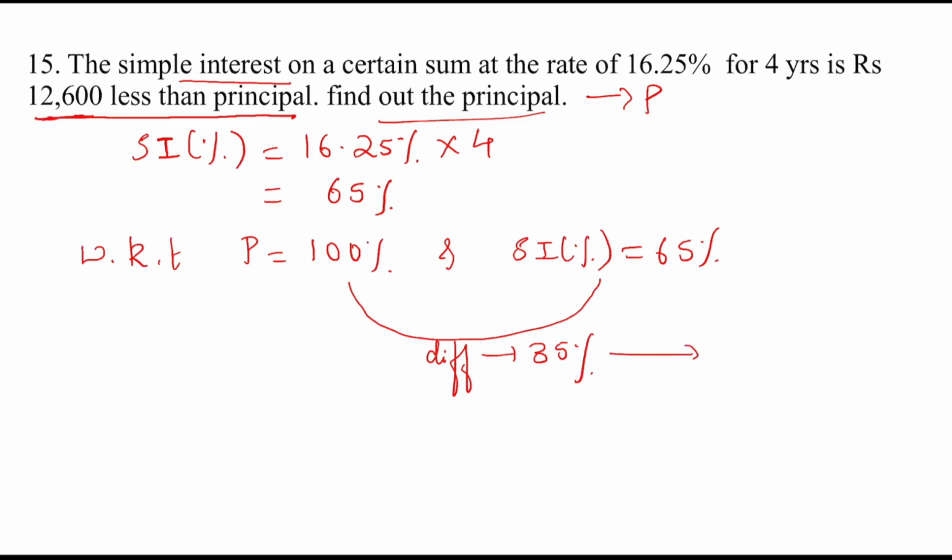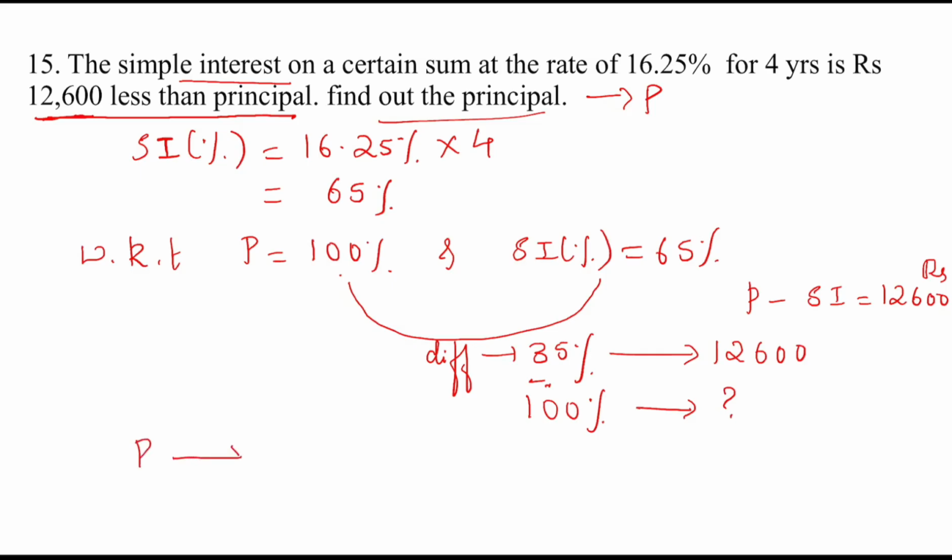And the difference in amount is how much? It is 12,600. The difference between the principal and simple interest is given as 12,600. So the difference in percentage between principal and SI is 35%, and the difference in rupees is 12,600. So directly I can equate 35% to 12,600. Therefore, if 35% is 12,600, then 100% is our principal. So principal is equal to 100 divided by 35 into 12,600.